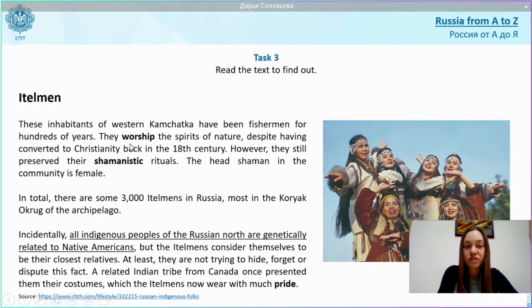So they worship the spirits of nature. To worship means поклоняться. Поклоняются духам природы. Despite having converted. Несмотря на то, что они сменили религию to Christianity. But they preserved their shamanistic rituals. Preserved, сохранили. We can see this word again, preserve.